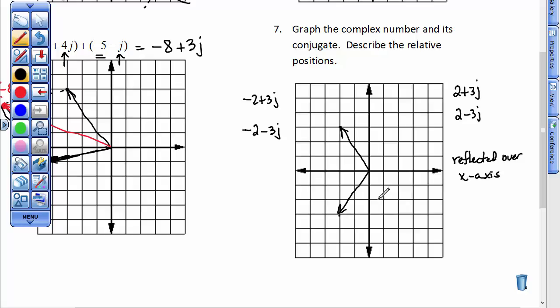You know, I could go on and on and on. I could write a complex number that's down here. So a -2 minus 3j. So I'd go to the left 2 and down 3. There's that vector. But its conjugate is a -2 plus 3j. So left 2, up 3. So a complex number and its conjugate are always reflected over the x-axis.